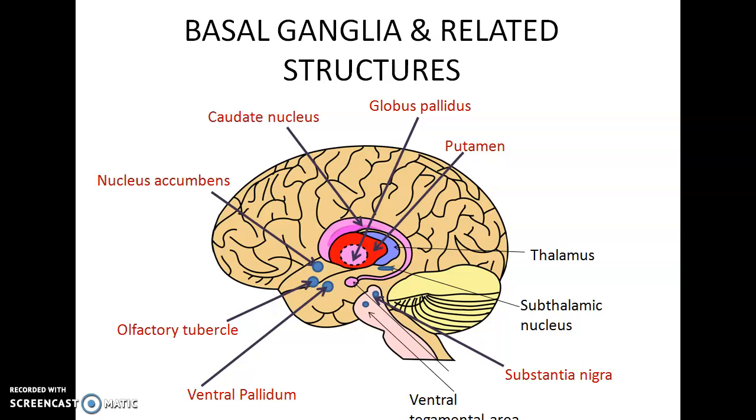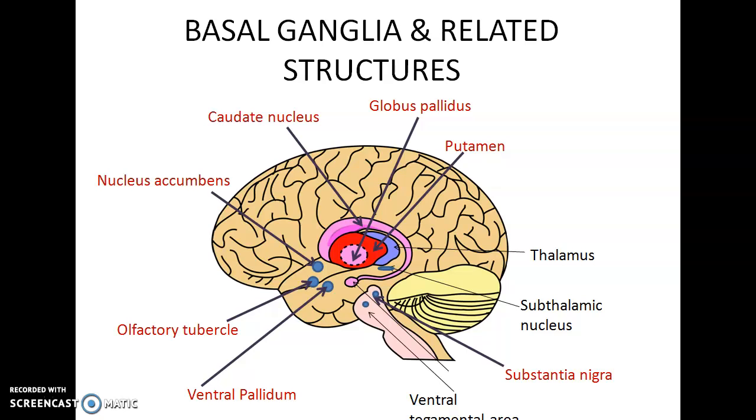Now we come to a general discussion of the basal ganglia and related structures present in the brain, which will include the affected parts in this disease. Here, the thicker arrows and the red letters define the parts of the basal ganglia, and the ones indicated with a thinner arrow and black lettering indicate related structures.